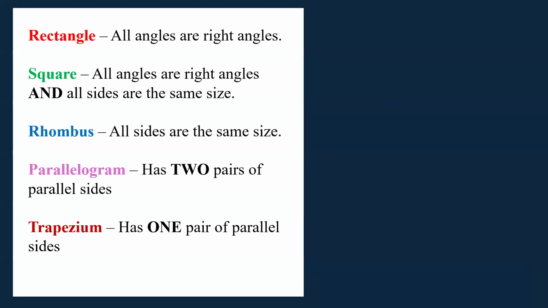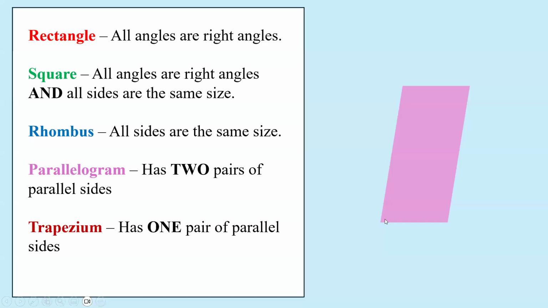We've got rectangles, squares, we've got rhombus, parallelogram, and we've got a trapezium. And each of them has its own definition, okay? So what we're going to do is take a look at different shapes and decide what the name of that shape is based on the definitions provided on the left-hand side of the screen. Okay, so take a look at the first shape. We need to decide the name of this quadrilateral.